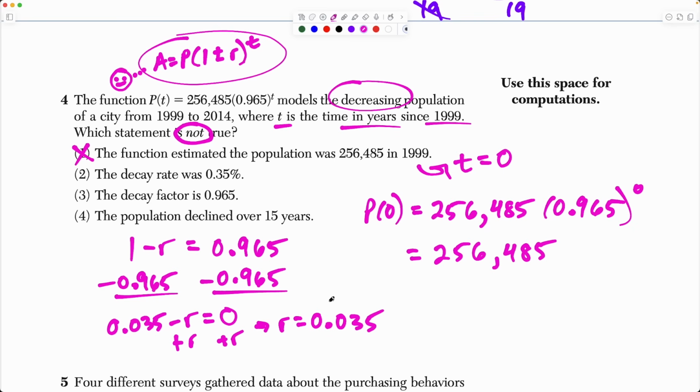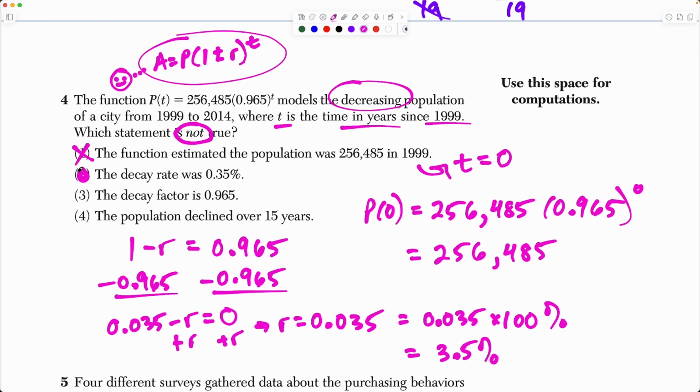But now as a percent, I would multiply this by 100 to turn this into a percent. So r is equal to 0.035 times 100, and then I could throw my percent on. The decimal moves twice, or just use the calculator. This would be 3.5%, the decay rate, not 0.35%.